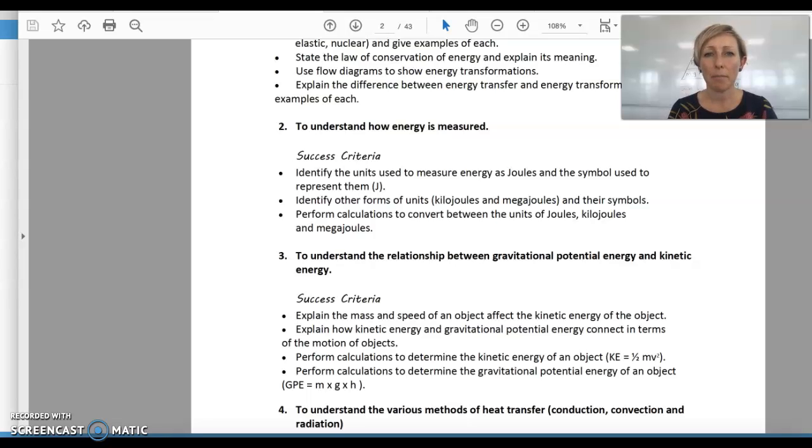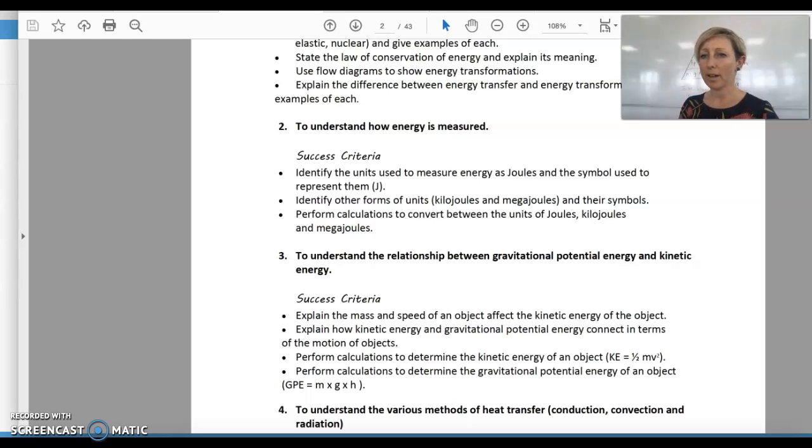And if you have 1,000,000 joules, you could express that as 1,000,000 joules, but that's a lot of zeros that you'd have to write. You could express that as 1,000 kilojoules, or you could express that as 1 megajoule. So 1 megajoule is the same as 1,000,000 joules, 1,000 kilojoules. You need to be able to convert from one to the other, and look into your booklet on page 4.